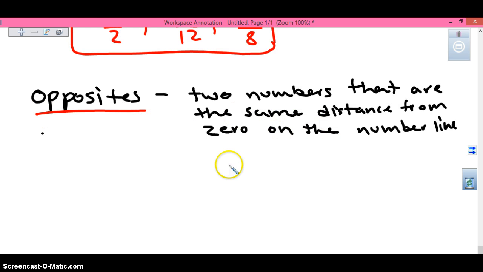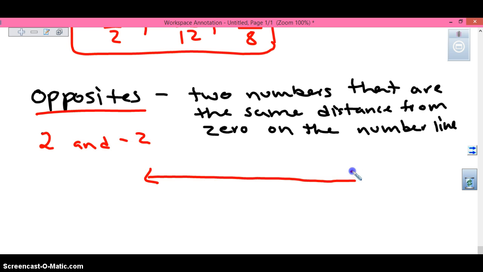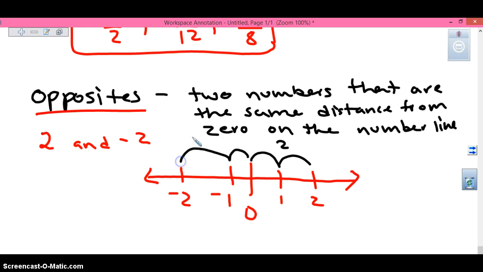Opposite numbers are two numbers that are the same distance from 0 on the number line. So the examples I heard earlier were 2 and negative 2, and 1 and negative 1, and those are good examples. If we draw our number line and we count the spaces, from 0 to 2 there are 2 spaces, and from 0 to negative 2 there are also 2 spaces. And that's why these are opposite numbers. 1 and negative 1 would also be opposite numbers, and the distance on the number line is also the same.